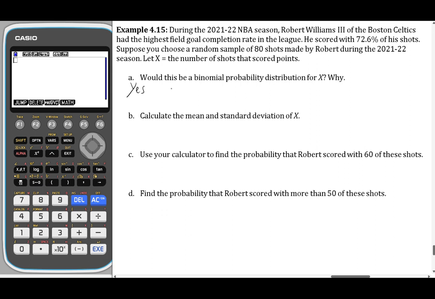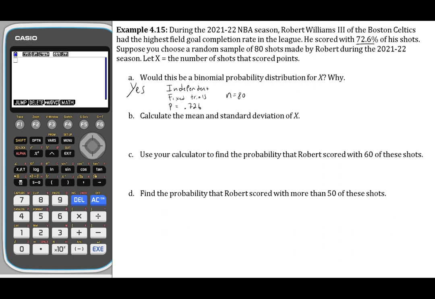The answer is yes. We have independent attempts, meaning that the first shot he makes, or a first shot selected, does not have any bearing on whether or not he makes the second shot. We have a fixed number of trials. In this case, we are looking at a sample of 80, and the probability is the same for all shots. The probability is 0.726, because 72.6% as a decimal is 0.726. Lastly, we only have two outcomes: either he successfully completes the attempt or he does not.